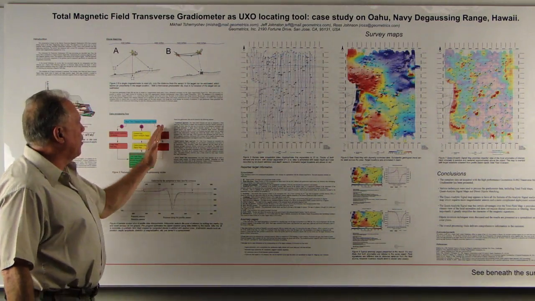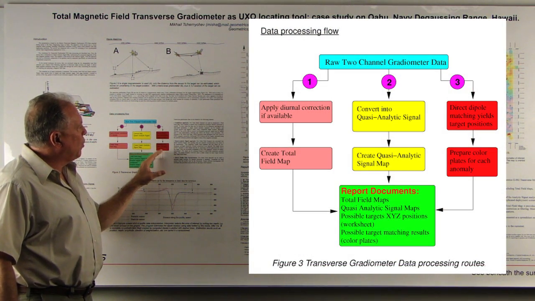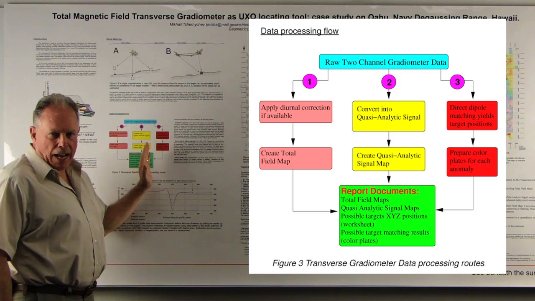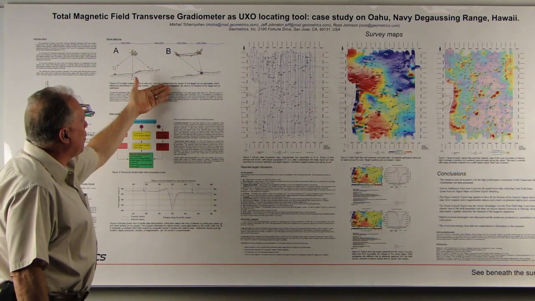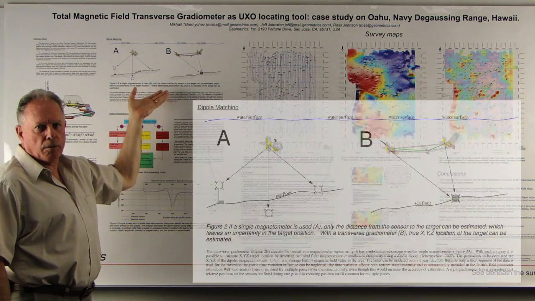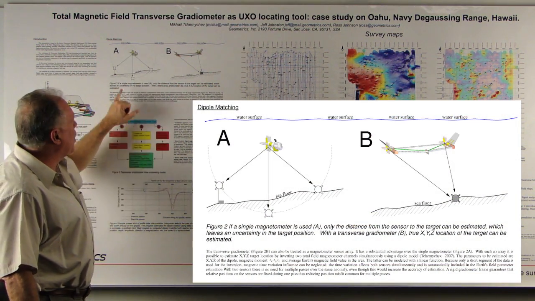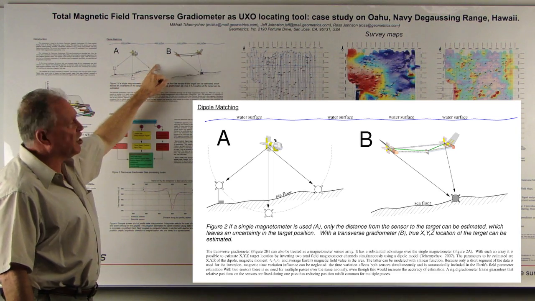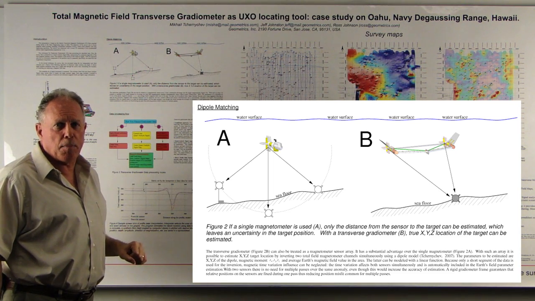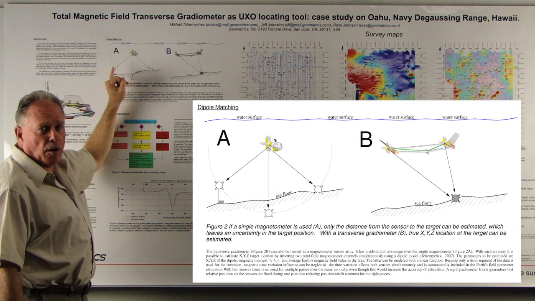The third and final data processing path that we use is to do direct dipole matching. And I have an example of how this transverse gradiometer improves our ability to locate targets. If we have a single magnetometer, we know that an object is within a given distance by analyzing the shape of the anomaly. But we don't know whether it's to the left or the right of our transect.